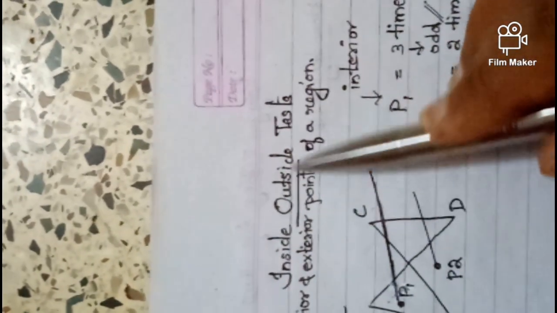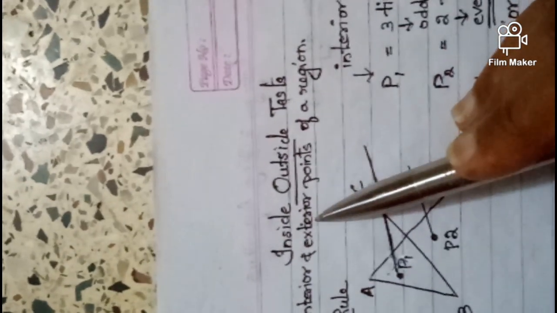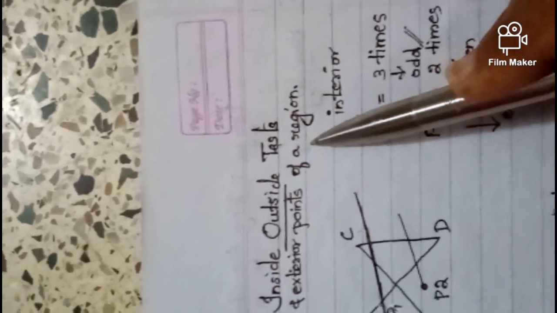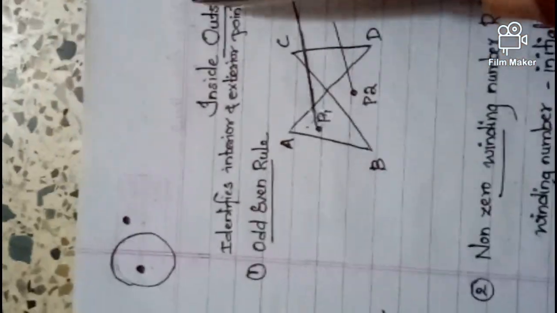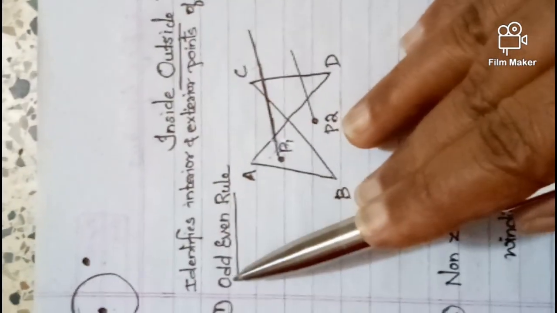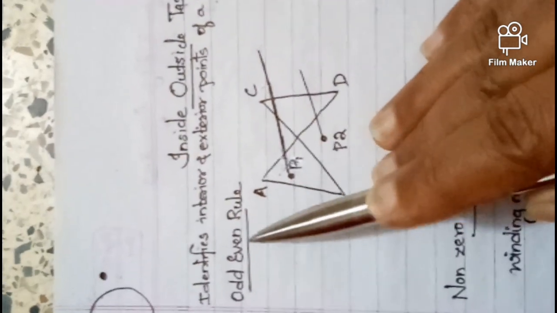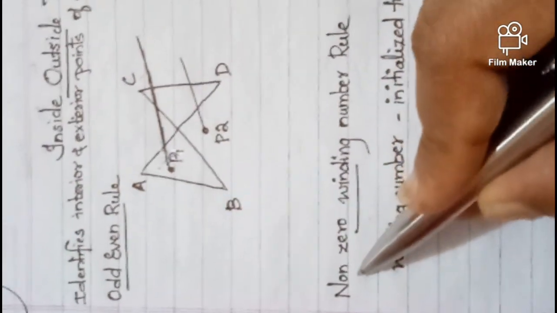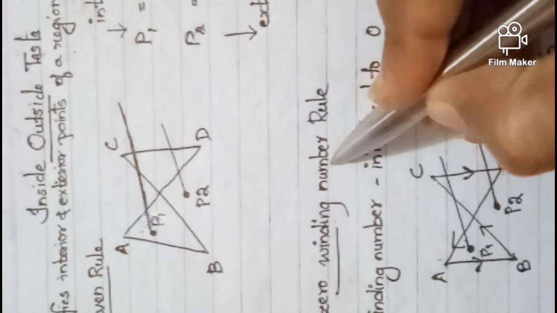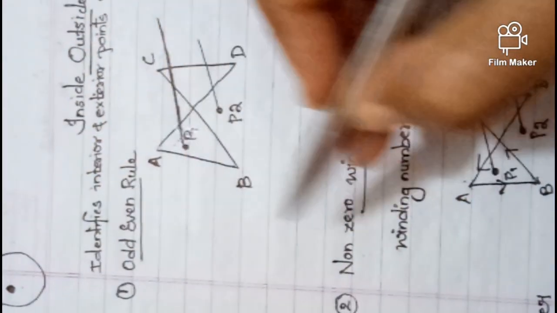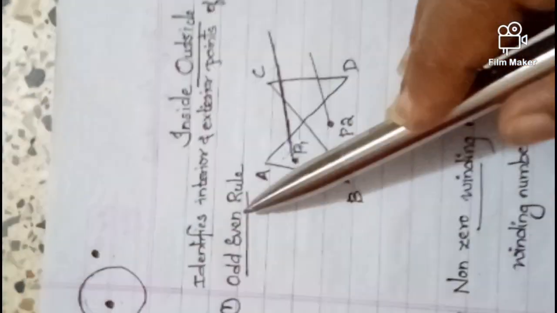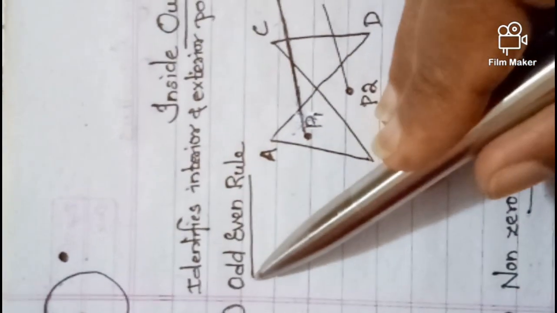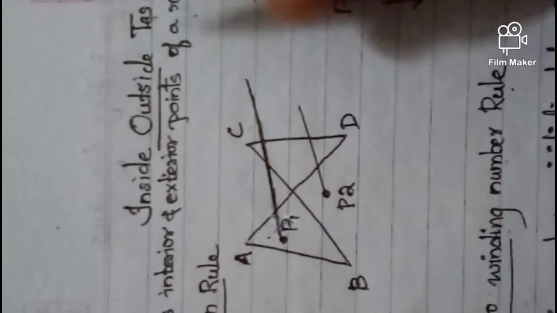Similarly, the inside-outside test is also used to identify the interior and exterior points of a region. There are two types of inside-outside test. The first test is called the odd-even rule, and the second test is called the non-zero winding number rule. Both these methods are used for finding interior and exterior points. First, let us look into the odd-even rule.